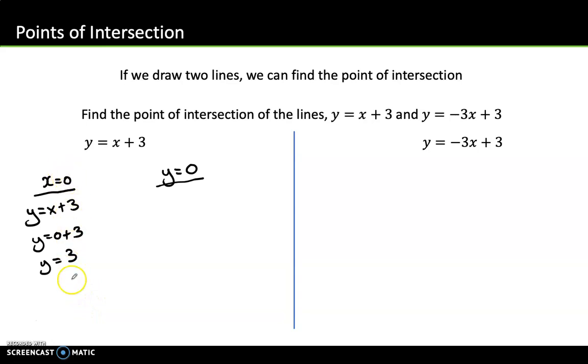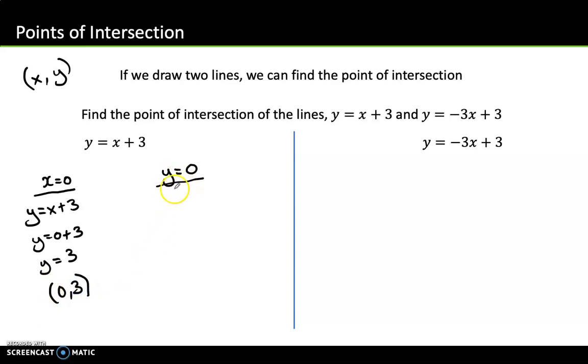So this point here, remember, all points are of the form x first, then y. So the x number goes first, and then the y number goes second. The x number here is 0, and the y number is 3. So this point is 0, 3.